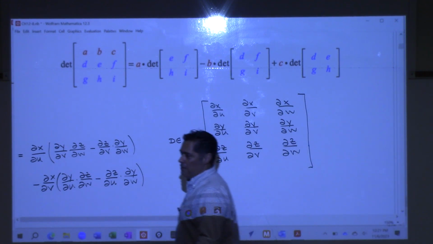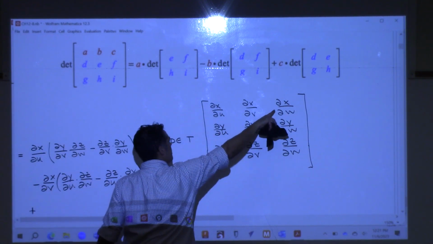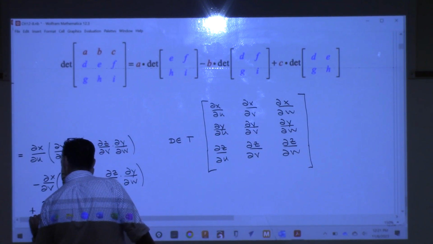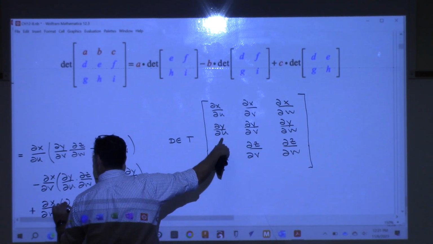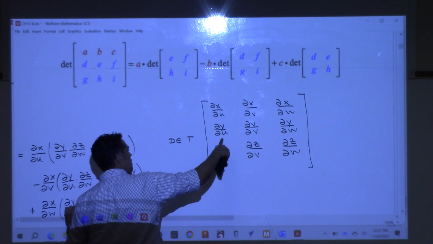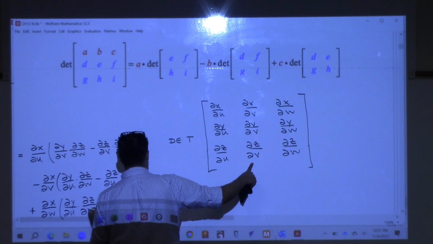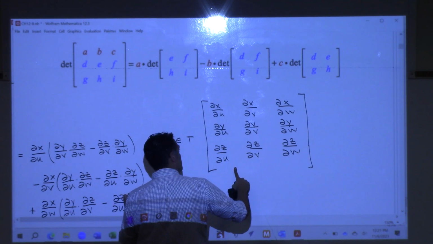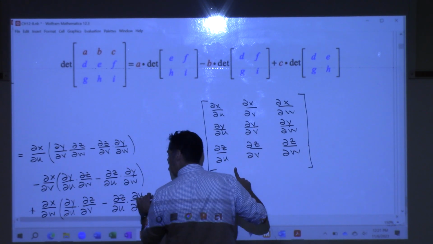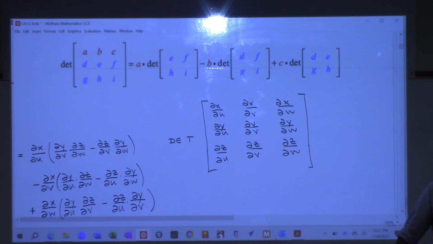Yeah. Okay, and now plus, last piece up here, partial x with respect to w, parentheses. Okay, now this one, partial y with respect to u times partial z with respect to v minus partial z with respect to u times partial y with respect to v. That's it. That's your determinant. Absolute value, right? We need the absolute value of this.